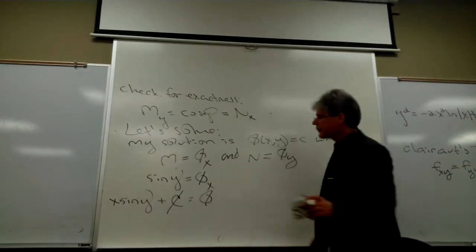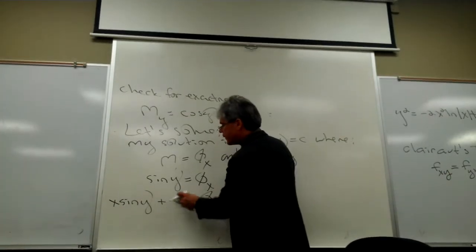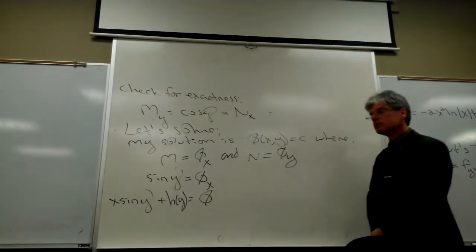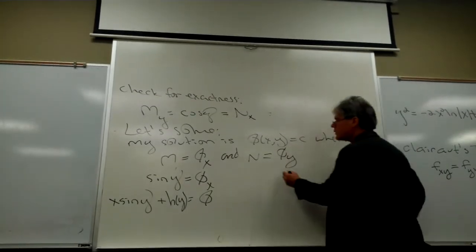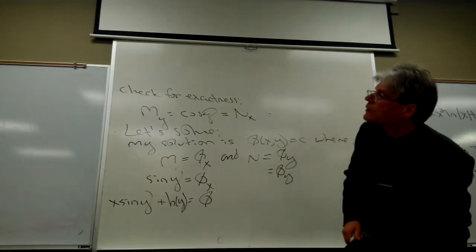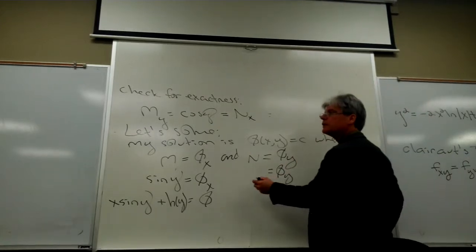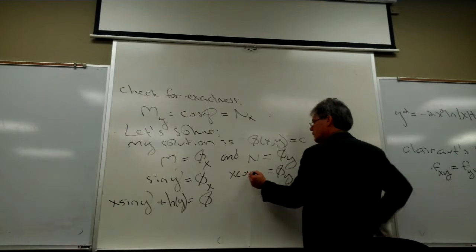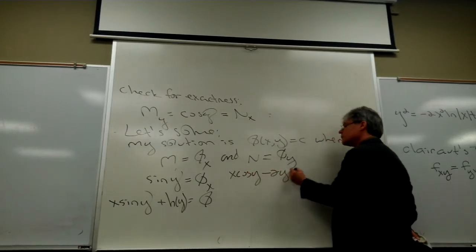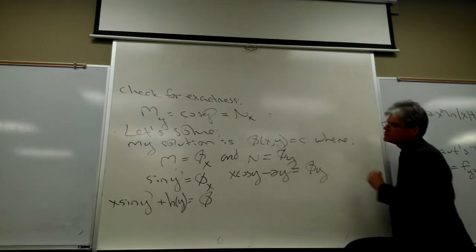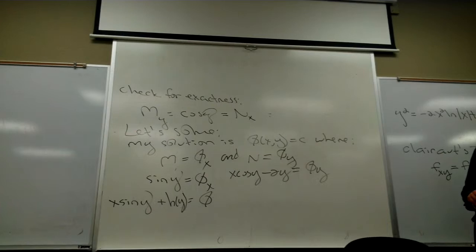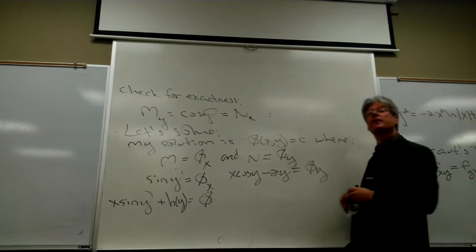I should be adding in here some function solely in terms of the variable y. I'll give it a name, I'll call it h. But over here, since the partial with respect to the variable y is my N function, I don't remember what it is. Is that an x cosine y minus 2y? Oh no, they're not the same. But you know what? We can force them to be the same.